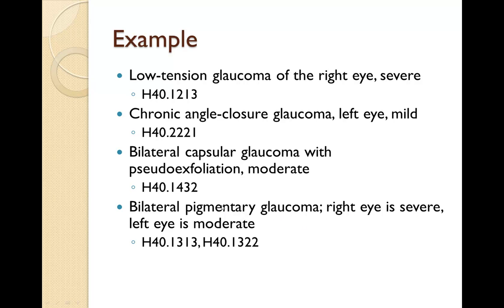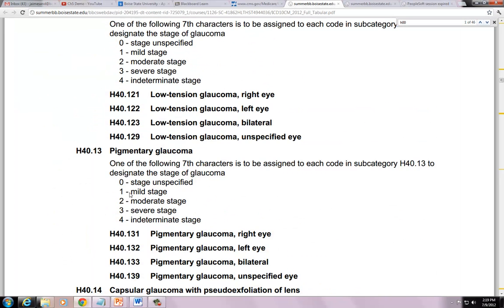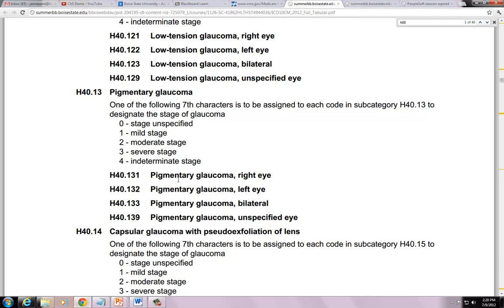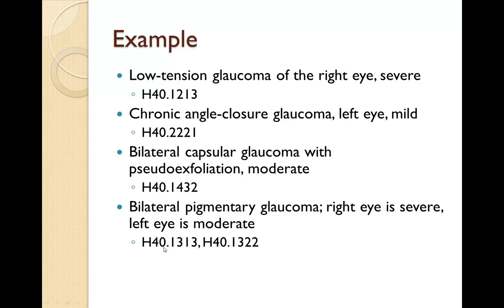And then the last one, bilateral pigmentary glaucoma, right eye severe, left eye moderate. This one I have the same type of glaucoma, but they are 2 different stages, so I need to code those separately. So if we go glaucoma to pigmentary, you'll end up with H40.13. And then here I'm going to code 131, right eye is severe, so I'm going to add a 3. And then 132, the left eye was moderate, I'm going to add a 2. So I get H40.1313 for the right eye, H40.1322 for the left.